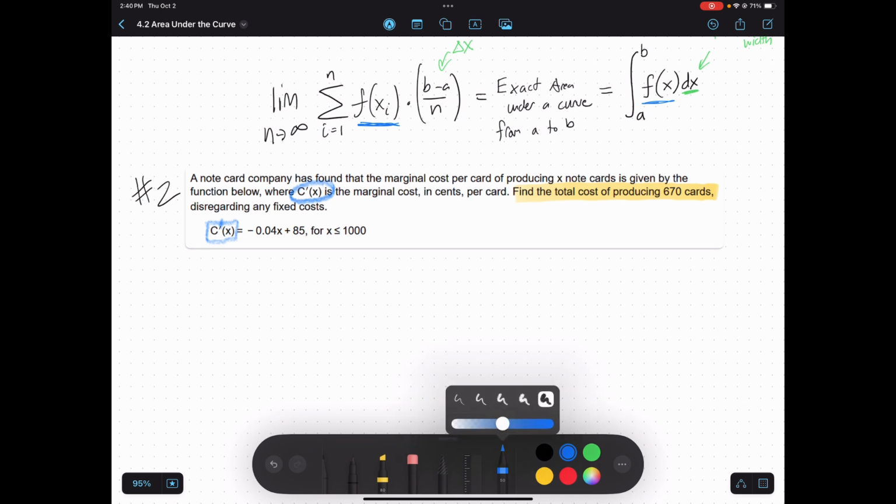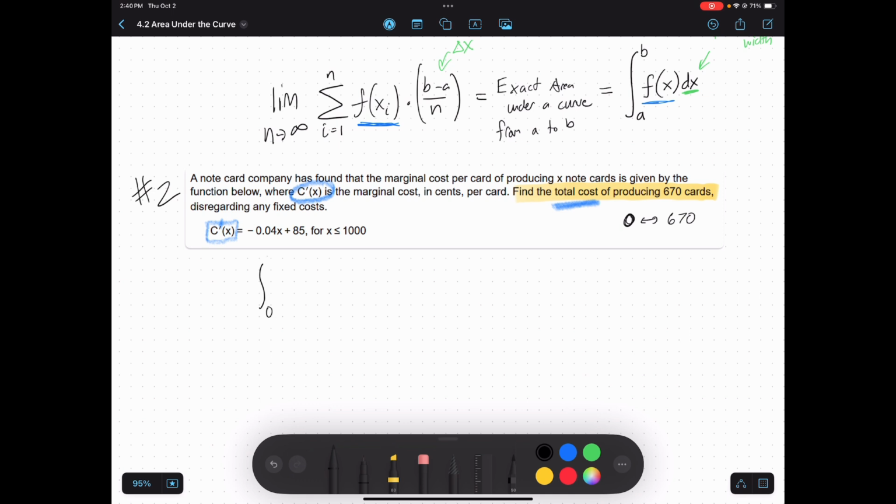We're looking for total cost for that specific interval. What would my interval be? I know if I'm producing 670 cards, I'm stopping at 670. Where am I starting? Oh, I'm starting at 0. There's my interval, 0 to 670. So what I'm effectively doing is trying to find the area under the curve from 0 to 670 of this function right here, of my rate function.